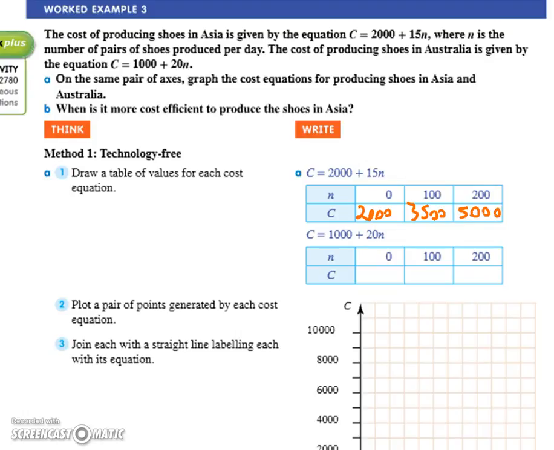which we will do in green. When N equals 0, what does C equal? 1,000. Excellent. When N equals 100, what does C equal? Should be able to do this in our heads. Here it's 3,000. When N equals 200, C is going to equal 5,000.